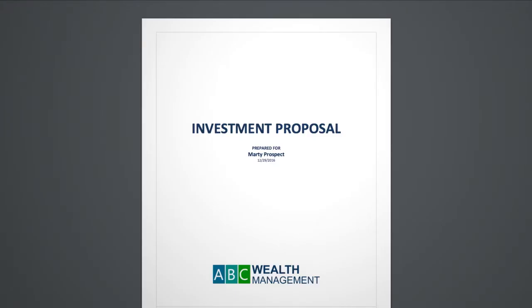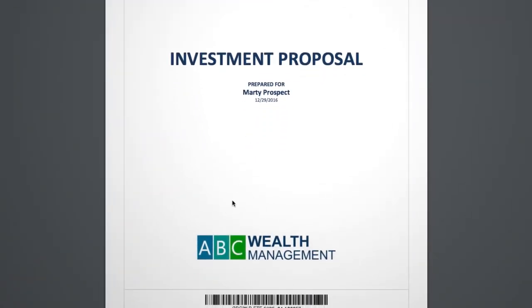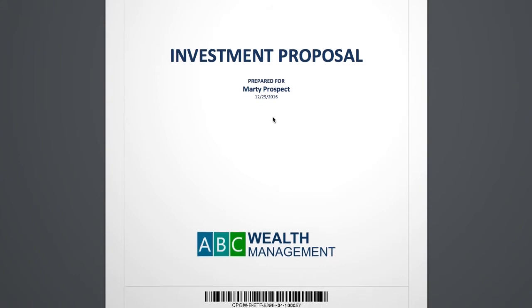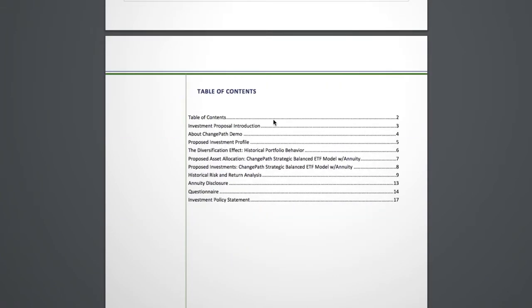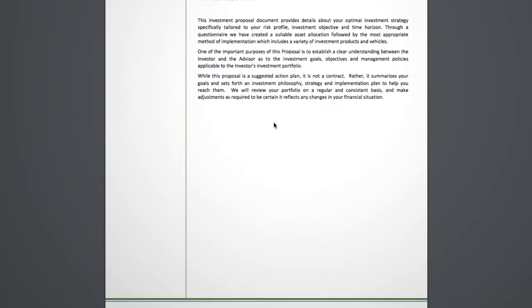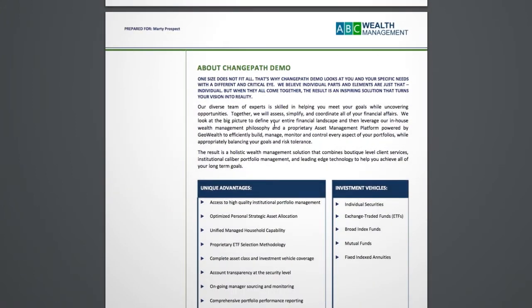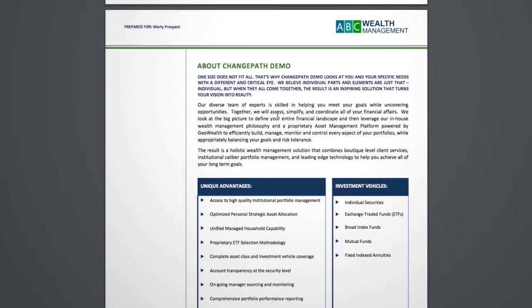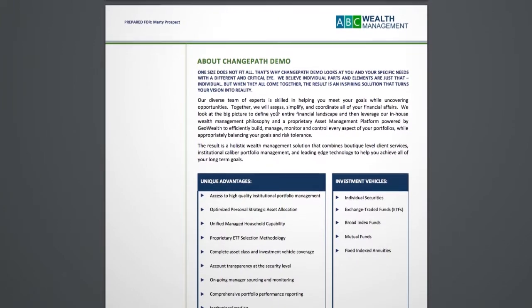By opening the proposal, we'll walk through a few different aspects of it. Your branding replaces ABC Wealth Management, and this is a document that's prepared for your prospect or for your client. We follow with a table of contents and an introduction into the proposal. From here, we talk about your firm. This is a section that's customized with an advisor's name, bio, information on their history, and philosophy.